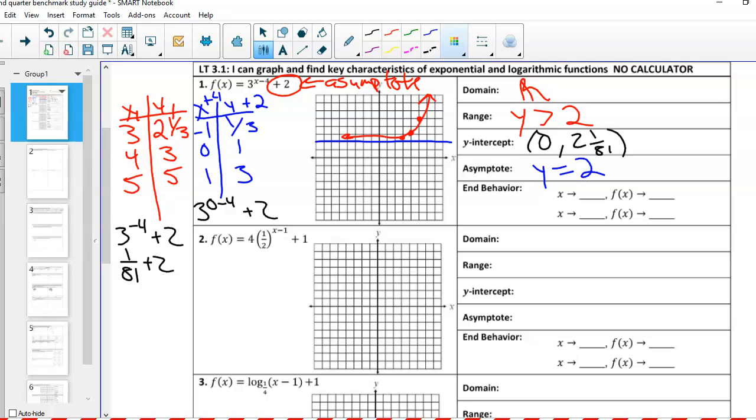And then our end behavior: as x goes to negative infinity, y goes to 2. As x goes to positive infinity, y goes to infinity. So this is going to be on the short answer piece. Non-calculator short answer piece. Questions on that?